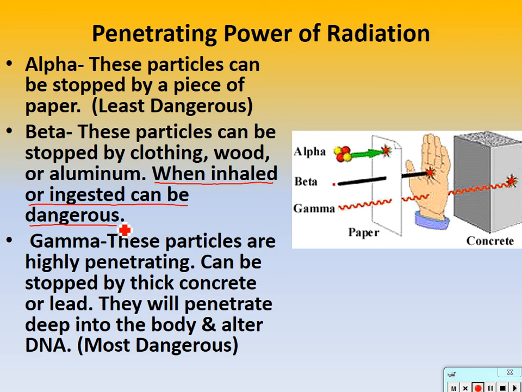Okay, now the most dangerous, or the most penetrating, are the gamma rays. These particles are highly penetrating, can be stopped by thick concrete or lead. They will penetrate deep into your body and alter DNA. These are the ones that go in and break your DNA and cause mutations and can lead to cancer. So gamma rays are the most dangerous because they penetrate the farthest. They go right through your body and break DNA.